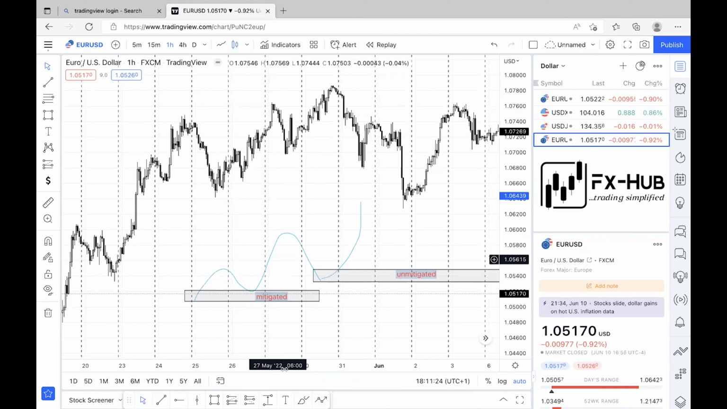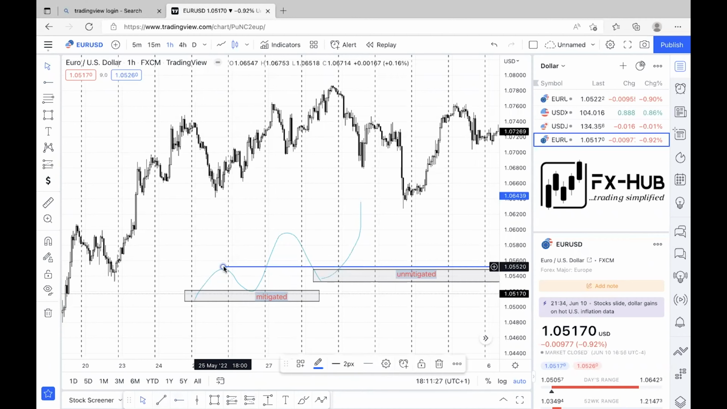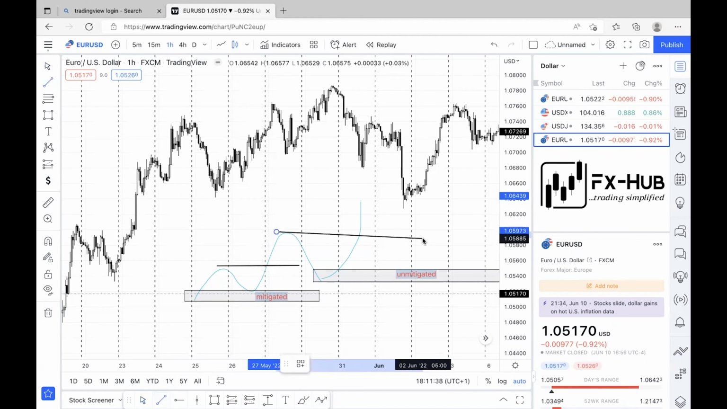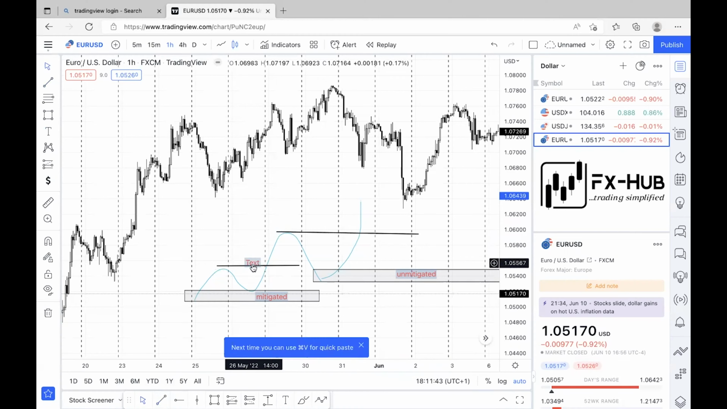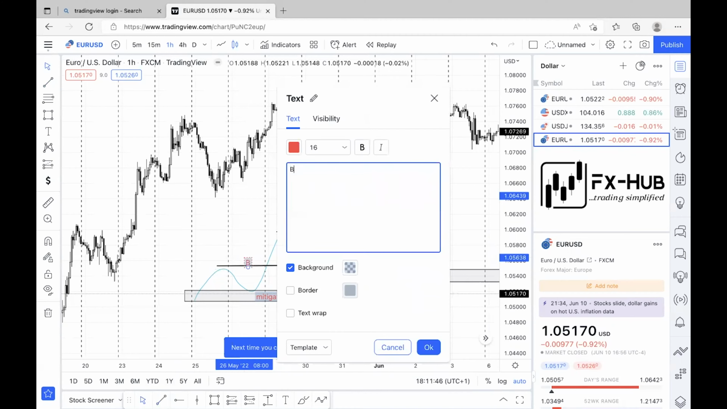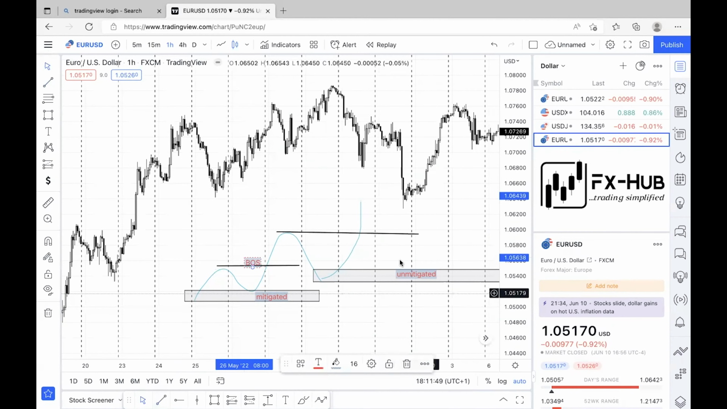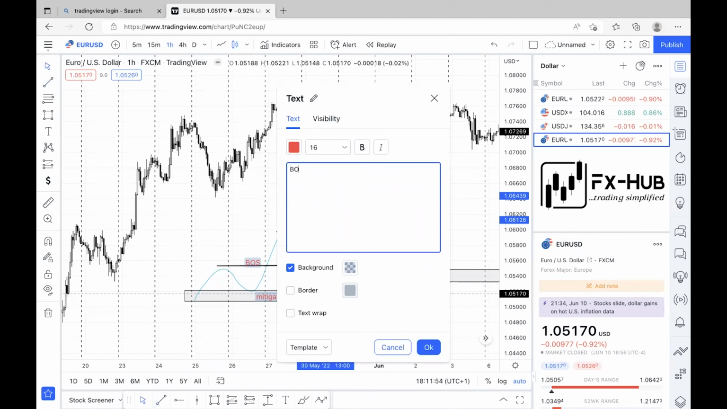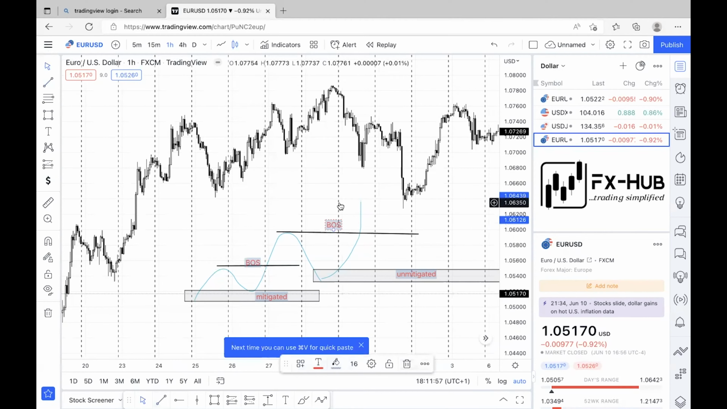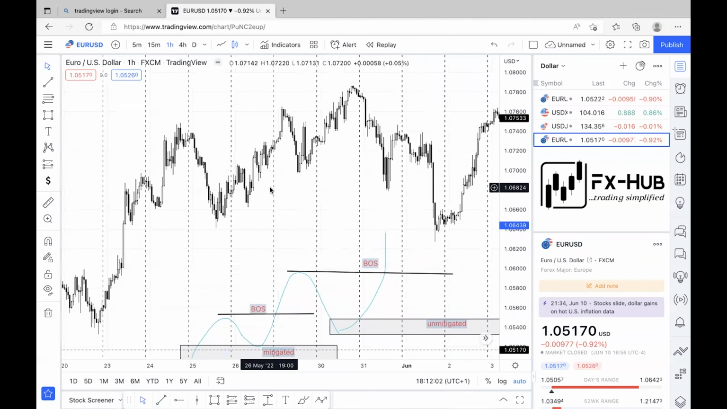When something like this happens, we'll say there is a break of structure here. There is a break of structure here, and there is another break of structure here. Let me label it. We'll call it the BOS. The break of structure is used when the market is continuing the trend. But when the market reverses from the trend, we refer to it as a change of character, or a break in market structure.